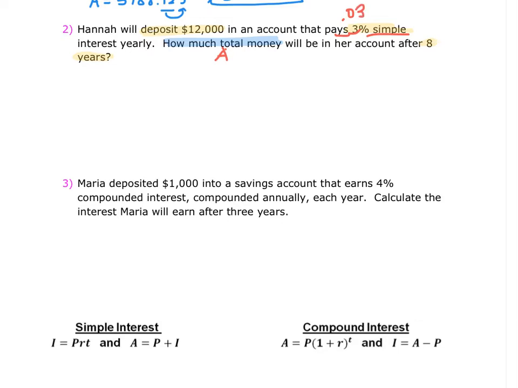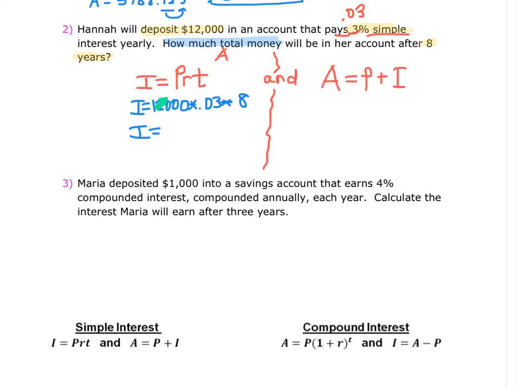Now, which formula am I going to use? I know it's simple, so I have my simple formulas. Am I just finding the I, the interest, or do I need to find the A? Well, if I need to find the A, I do have to find the I first. So it's going to be both of these formulas for number 2. I substituted my principal, 12,000, my rate, and my time, my years. Now I multiply that all out together.